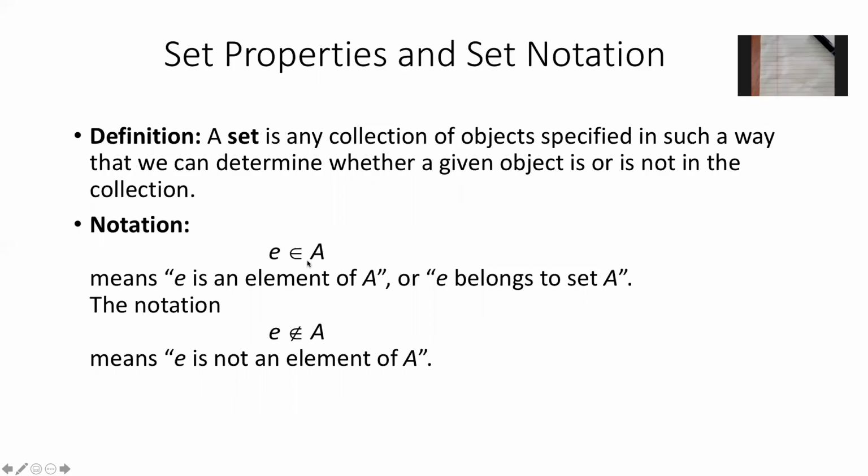So for example, if the set A was all negative numbers, e could be -2, and -2 is an element of the set of negative numbers. And then also, if you put a line through it, just like the not equals symbol, in this case, this means it is not an element of the set A. So for example, if the set A was still negative numbers and e was +14, that would not be an element of the set of negative numbers.